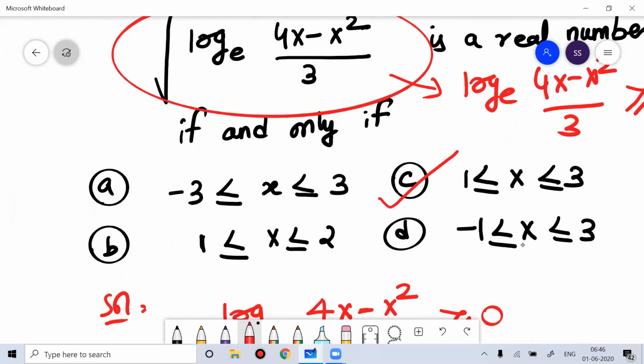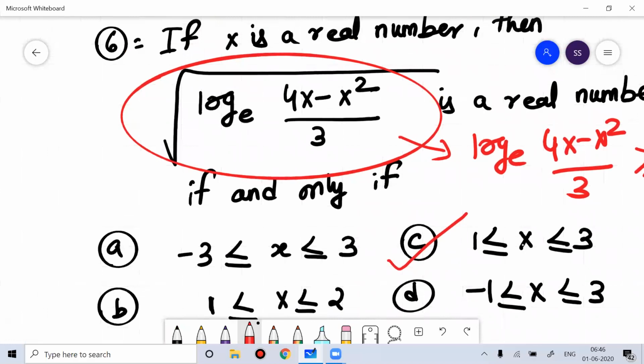So for this, the answer would be option number C. The value of x is option number 3. So that will satisfy. The x value what will satisfy is either 1, 2 or 3. If you put 0, then you will get log e 0. And log of 0 is not defined. And if you put any number more than 3, if you put 4, you will get negative value. If you put any number less than 1, you get a negative value. So the answer for that is, the value of x is inclusive of 1 and 3.